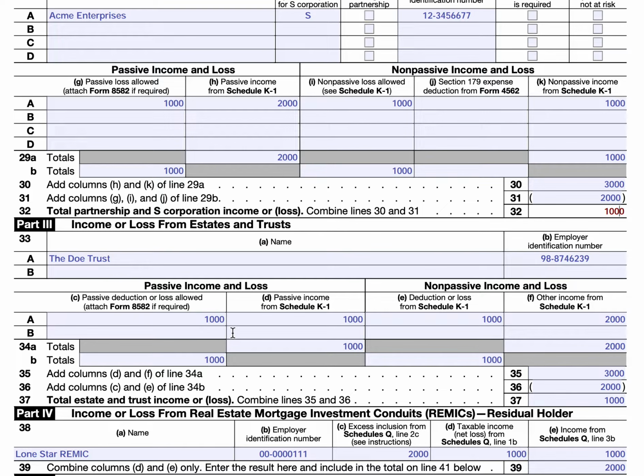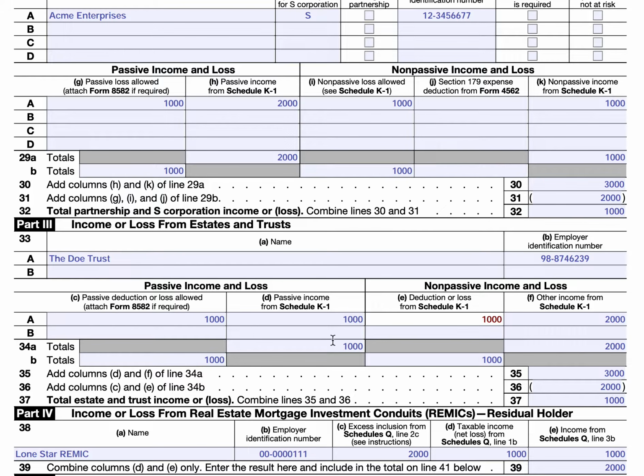There are a couple of columns that we don't need to include here that were includable in part 2. So we'll enter the name of the trust in column A, the employer identification number in column B, and then passive deduction or loss allowed, again with your completed Form 8582. That goes in column C. Any passive income from Schedule K1 comes from column D. Any deduction or loss from the K1 goes into column E, and then other income that is not considered passive income on the Schedule K1 will go into column F.